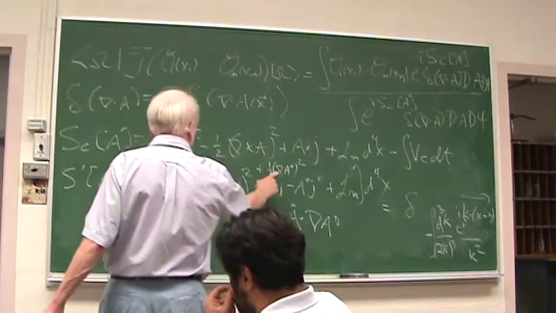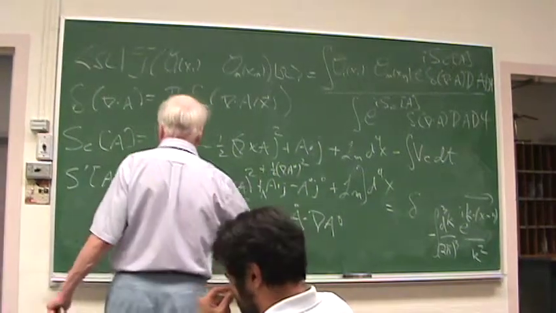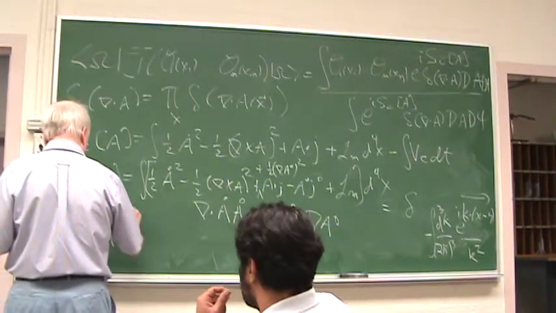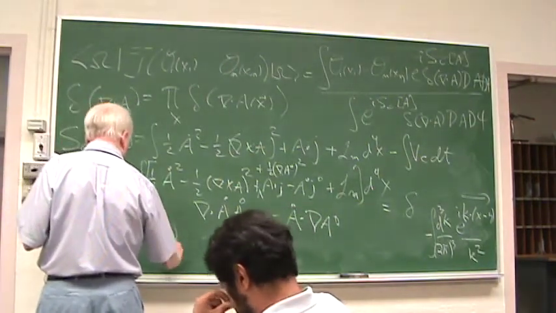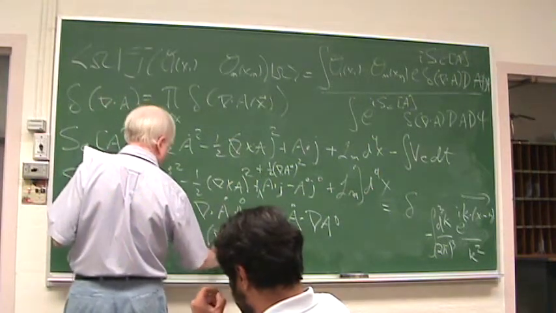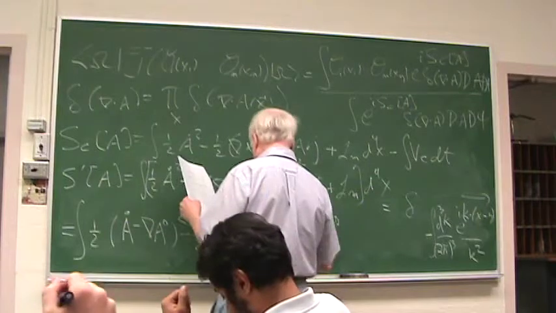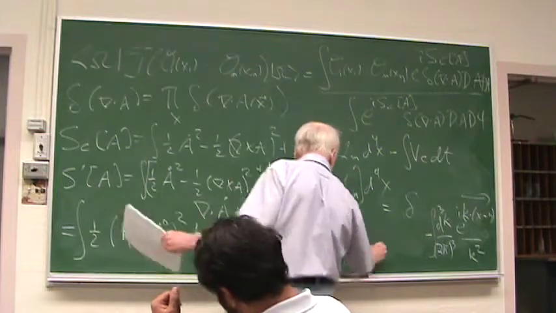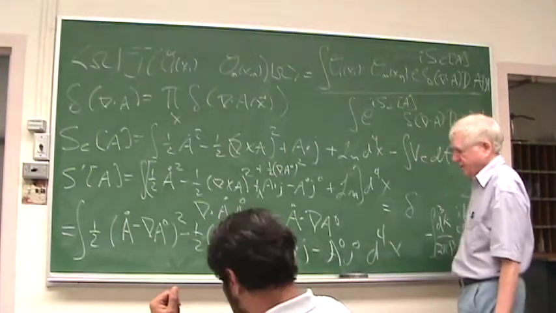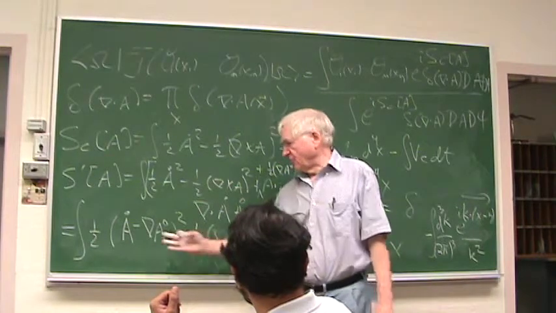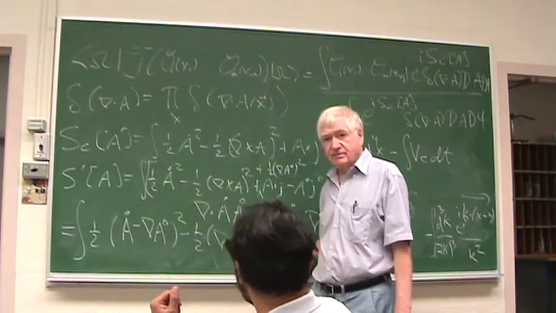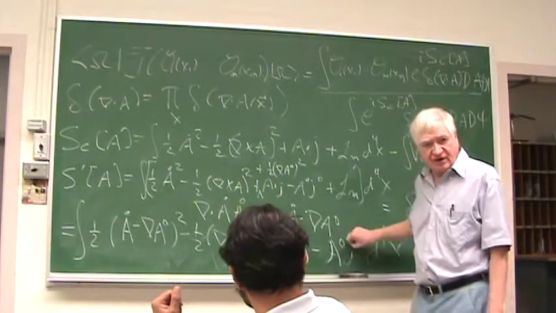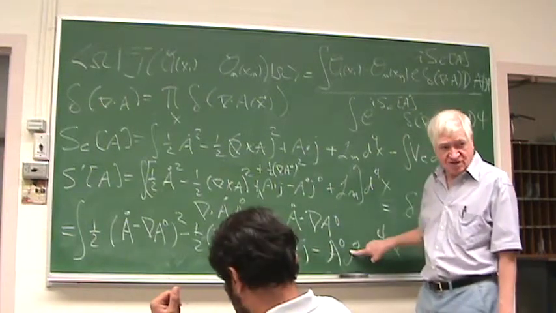So we've got this term, and then we add this term. So we can combine them together, and we have 1/2 (A dot minus grad A0) squared minus 1/2 curl A squared plus A dot J minus A0 J0, d fourth x. So now the Coulomb term is gone. And this is the gauge invariant form, E squared minus B squared. So we're back to the gauge invariant action. And this is a Lorentz invariant inner product, A dot J minus A0 J0.